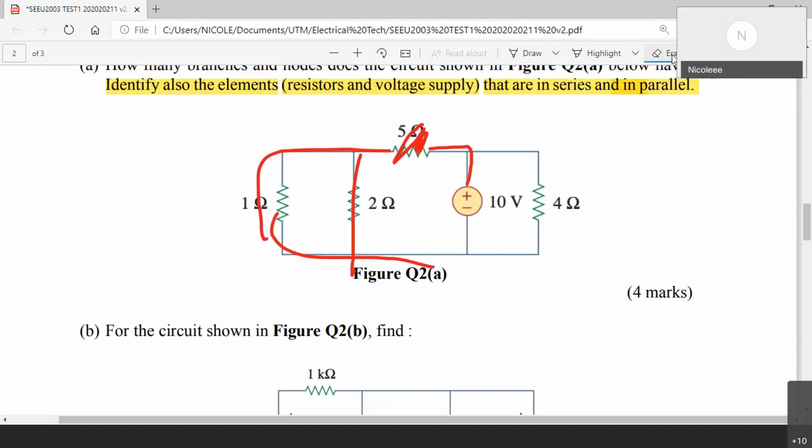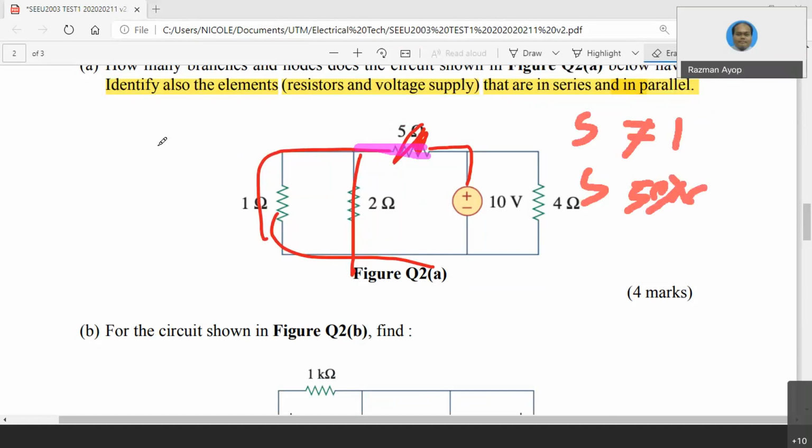Can I draw this? Yeah, sure. So basically, 5 is not in series with 1, and 5 is not in series with 2. But if you say that 5 is in series with 1 parallel 2, this one is correct.